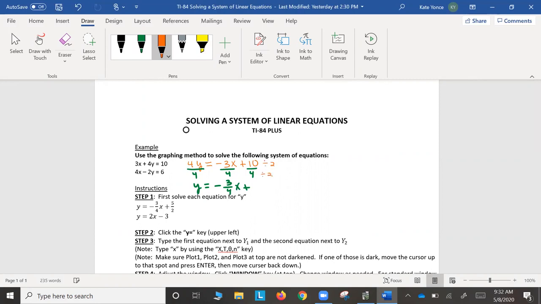and I need to come over here and reduce this fraction. 2 goes into both the numerator and denominator. So 10 divided by 2 will give me 5 in my numerator, and 4 divided by 2 will give me 2 in my denominator. That is our first fraction here.